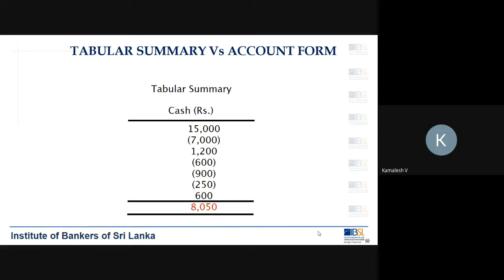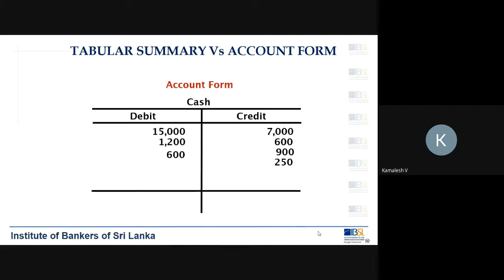A tabular summary. But since we have now learned how to record transactions in a T account, let us see how these transactions can be presented in a T account. So I have taken the same set of transactions and recorded them in the cash account, where the debits have been recorded on the left side and the credits have been recorded on the right side.